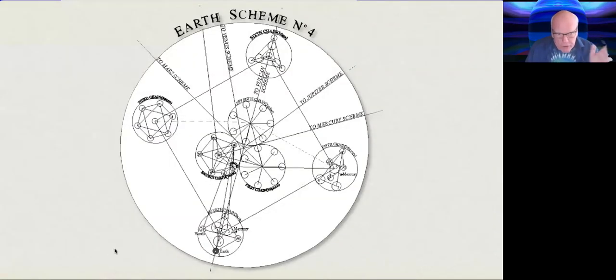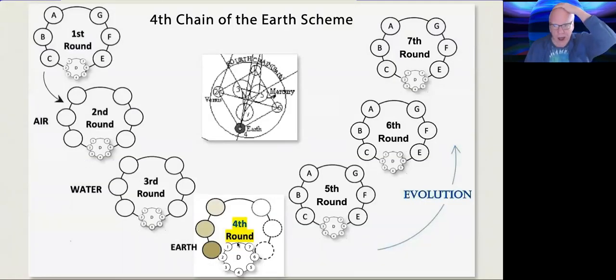So each planetary scheme is made up of 7 chains. Here's the Earth scheme, and you can see 3 inner chains and 4 outer chains, making up 7 chains. The middle or 4th chain of the Earth scheme is shown here. This is just diagrammatic of progression through the chain. Each of these chains, which this represents, is made up of 7 rounds, as you see here, 1 through 7.